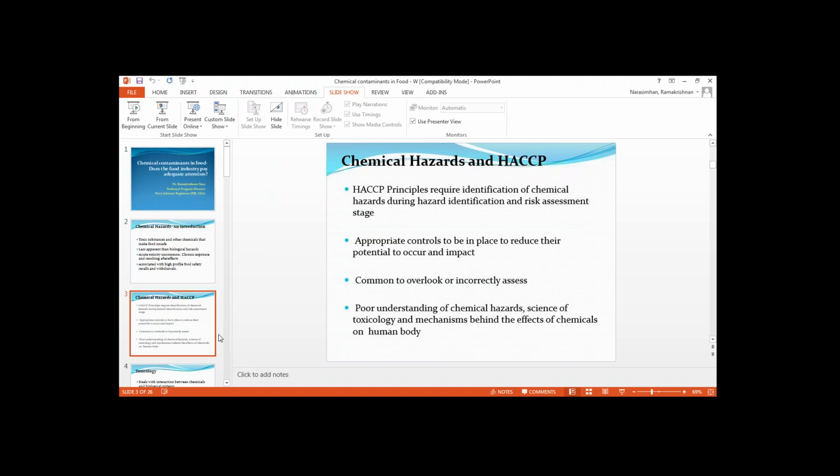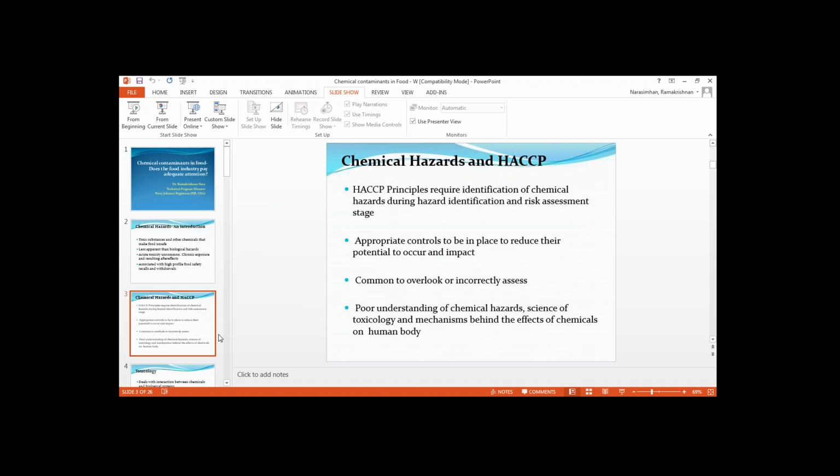Now, we talked about internal, external, but it could also be intrinsic, coming from the food itself, and also intentionally added as part of the product formulation. While many of these hazards and sources can be relatively easy to identify, it's common for many hazard teams to overlook it. And generally, I think people overlook chemical hazards or incorrectly risk assess these chemical hazards.